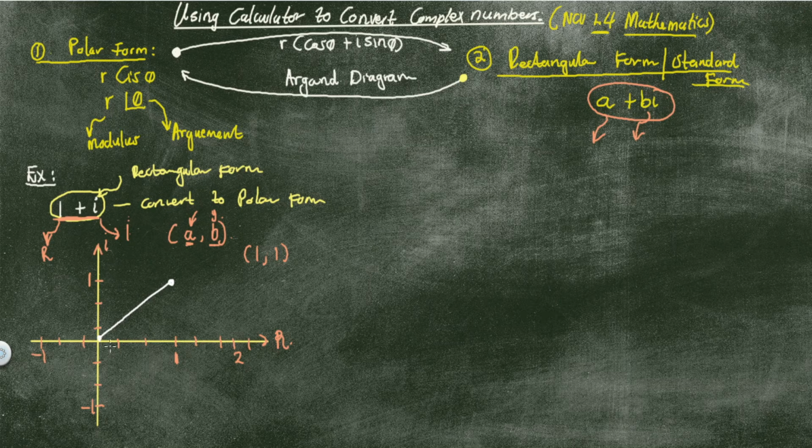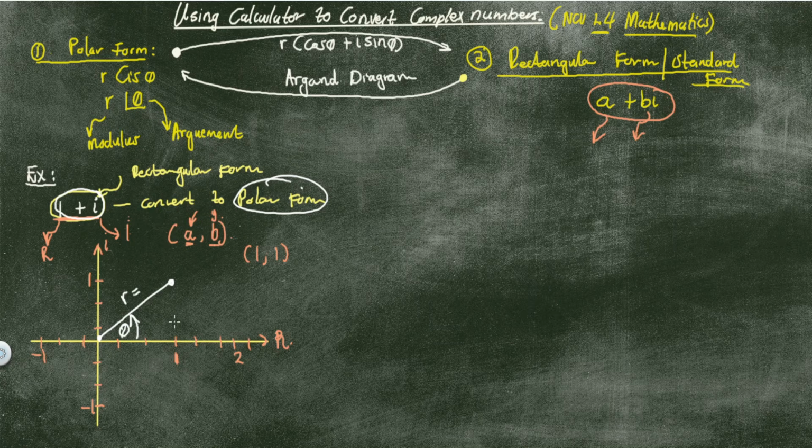I connect an arm or a line from the origin to the point that was plotted here. Remember, we want to convert this standard or rectangular form to a polar form. The best way to do it is to sketch an Argand diagram. So this is what we basically did. Now, we have to calculate R. We also have to calculate the argument.